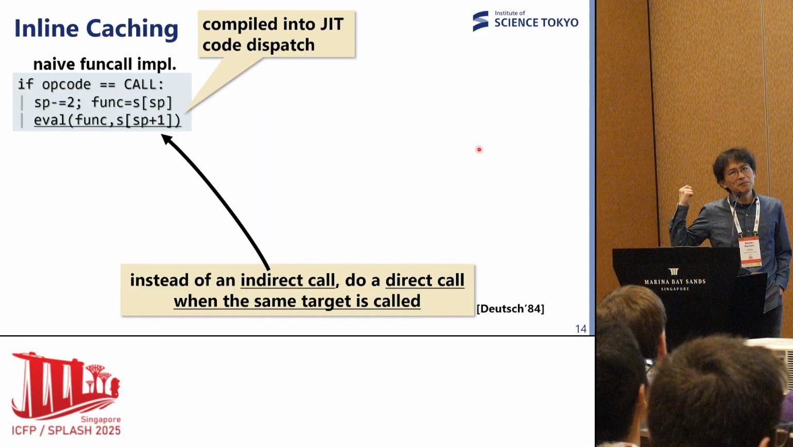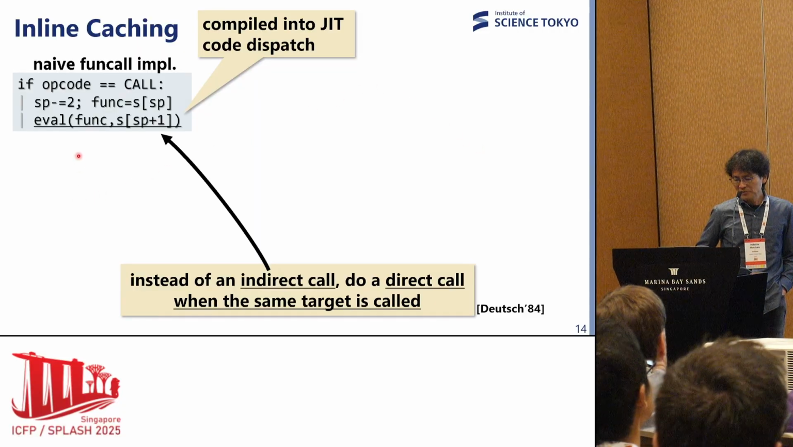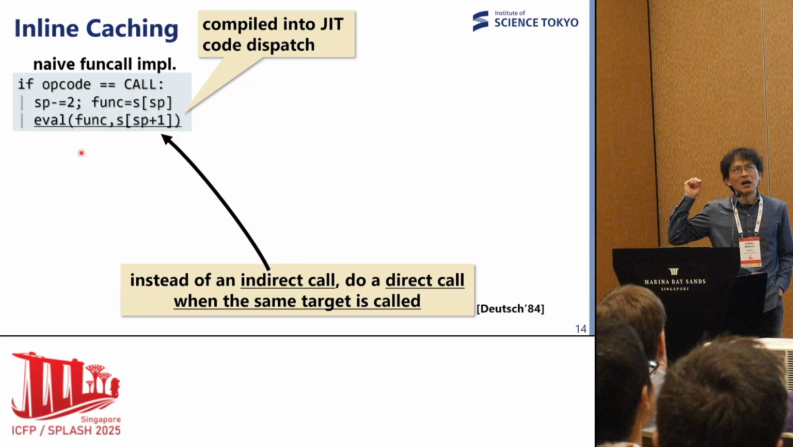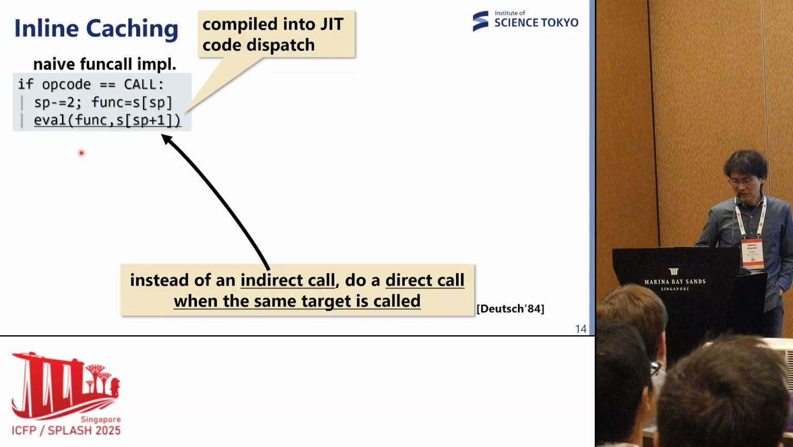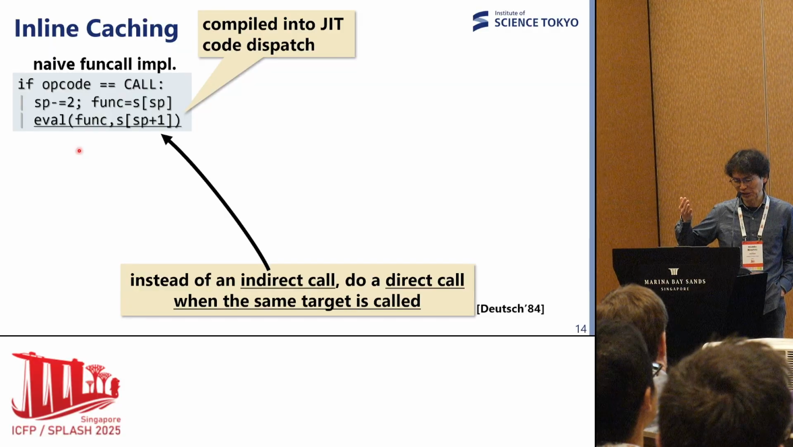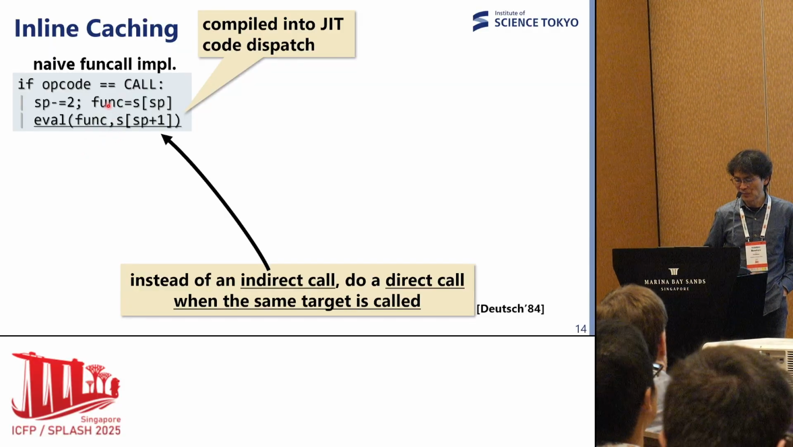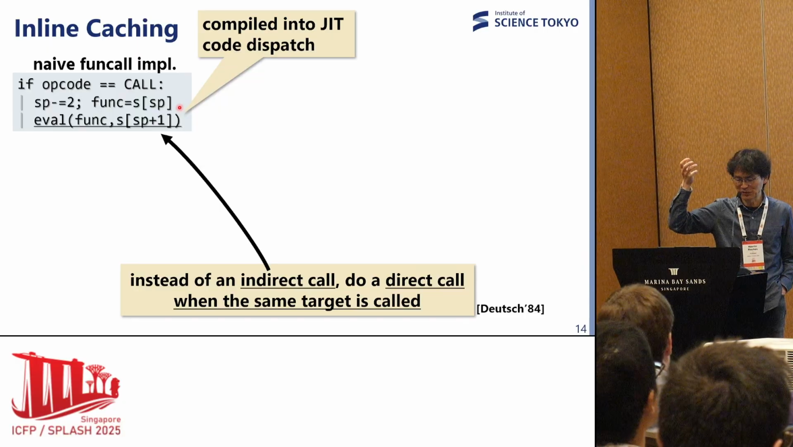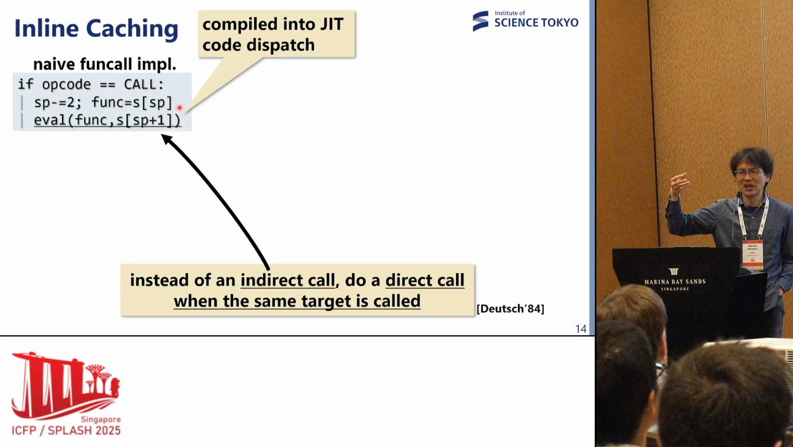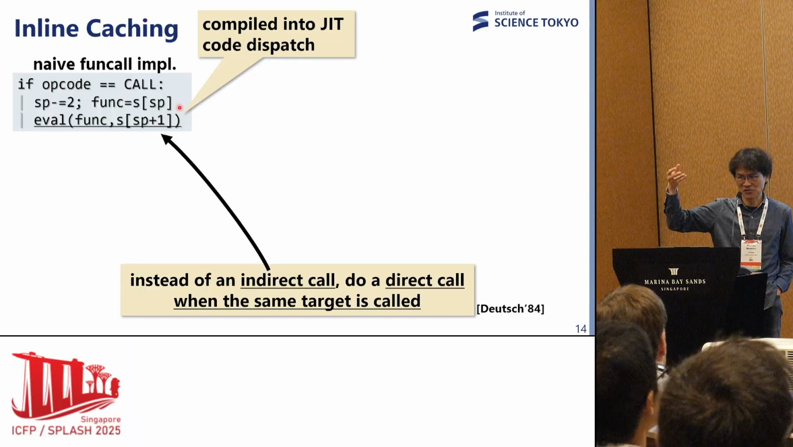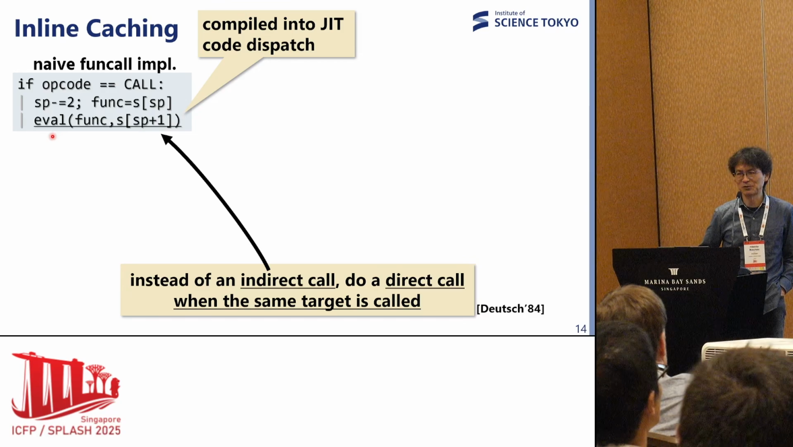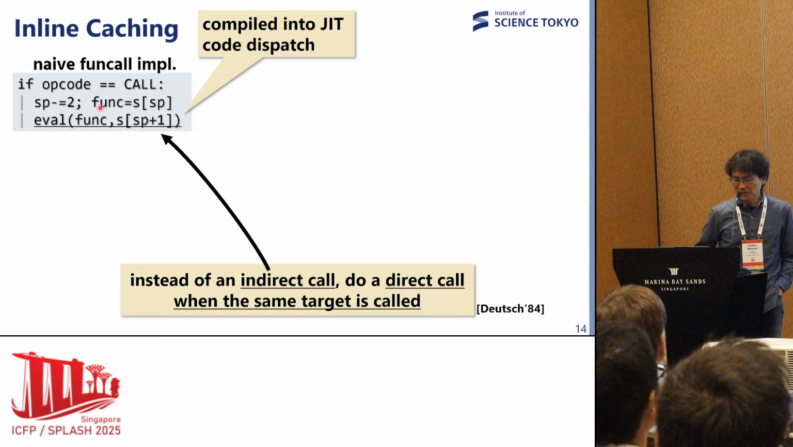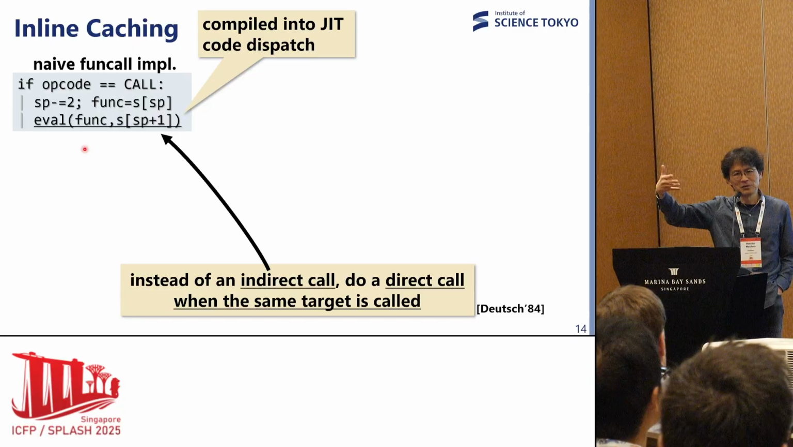For example, without inline caching, if we have the semantics of a function call, in this case I'm going to simplify to a first-class function call, not object-oriented, then its semantics is basically to get a function object from the stack, and then evaluate that function by using the interpreter call. But in this case, the function is a dynamic value, so we have no way to compile it.